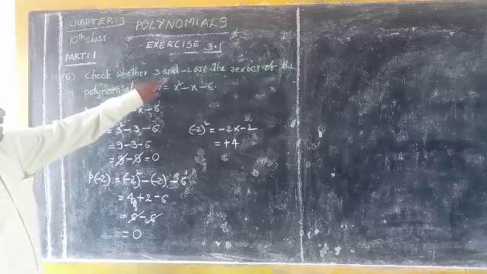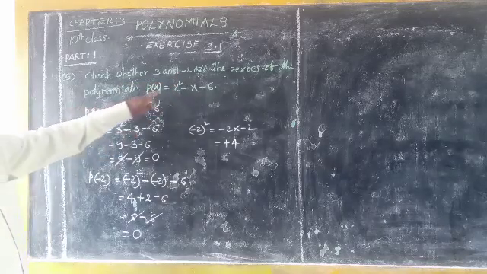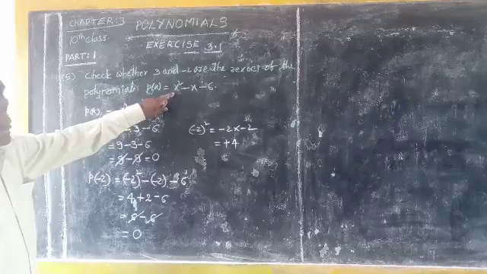So 3 and minus 2 are the zeros of the polynomial x square minus x minus 6.